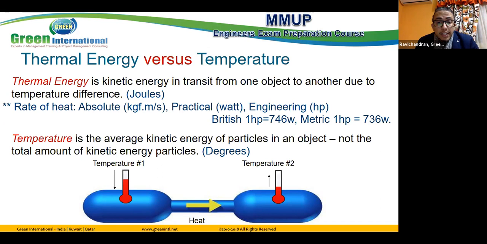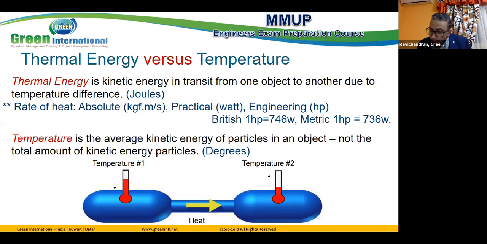Temperature is the average kinetic energy of particles in an object, not the total amount of kinetic energy. We don't calculate the total amount of kinetic energy. The temperature is just the average kinetic energy of the particles. Then for this object, I can measure the temperature, and for another one, we can measure the temperature too.